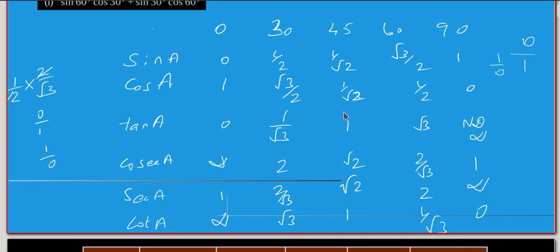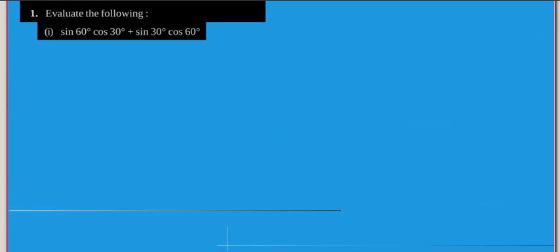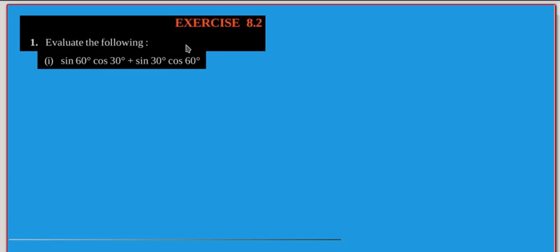Now let me start doing problems. So by applying trigonometric ratios, we are solving these problems. So sin 60 cos 30 plus sin 30 cos 60. Here sin 60 into cos 30, there is no sign in between, so we can consider it as multiplication. In between, addition is there. So this is the first problem from our exercise 8.2.